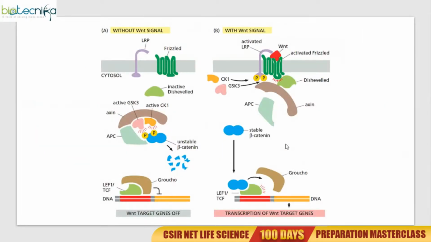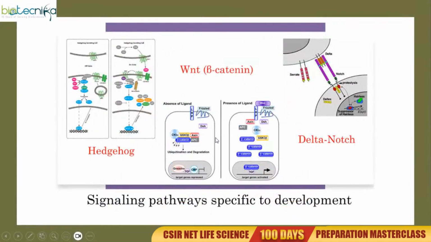Then even under developmental biology, you will come across the signal transduction pathway: what happens when Wnt signaling is not there and what happens when Wnt signaling is there. What are the enzymes? What are the proteins that are involved in the cascade? That will help you to differentiate and remember. Not only the Wnt pathway, the hedgehog pathway is also there, and the delta notch pathway is also available. So these are the three important pathways which come under the developmental biology part.